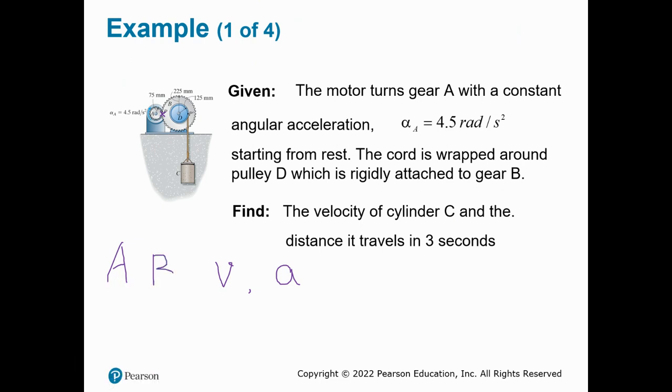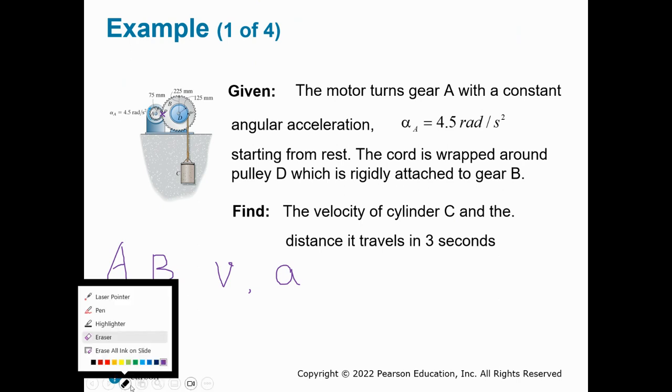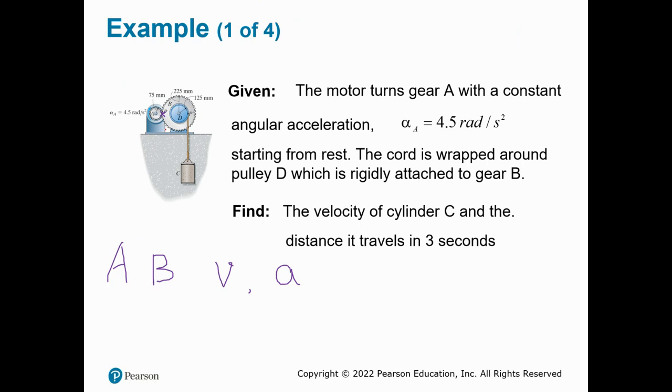A and B in contact, gear A, gear B, they have the same linear velocity and linear acceleration. For gear, let me use a different color. Gear B and D, they are on top of each other. One is on top of the other one.